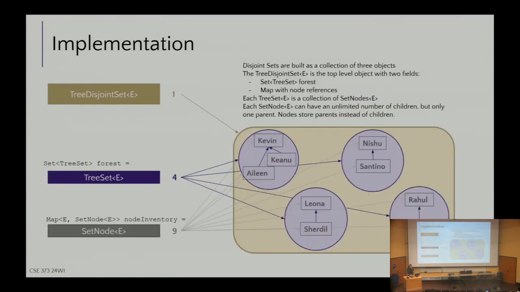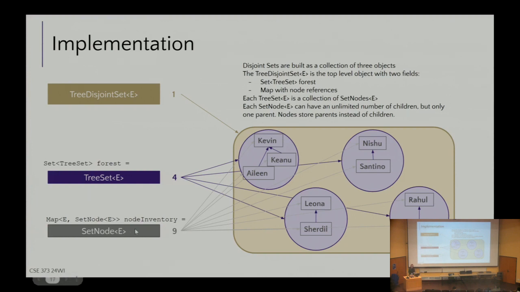Okay, so there's a lot of different objects at play. This is just a way to help you visualize it. So the tree disjoint set, that's the container. The tree sets, in this particular example, there are 4 tree sets stored in the field that exists inside the tree disjoint set named forest. So this forest has 4 tree sets.